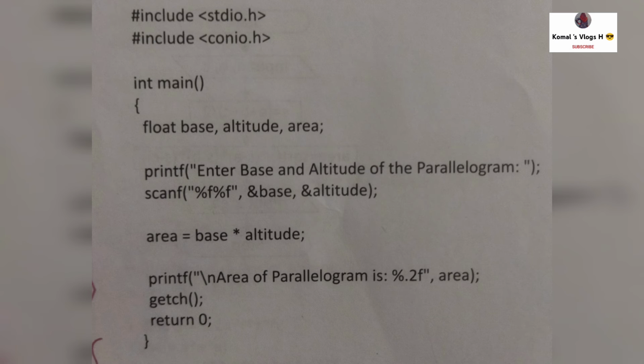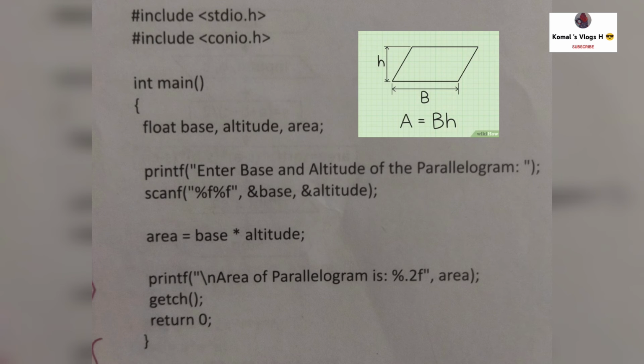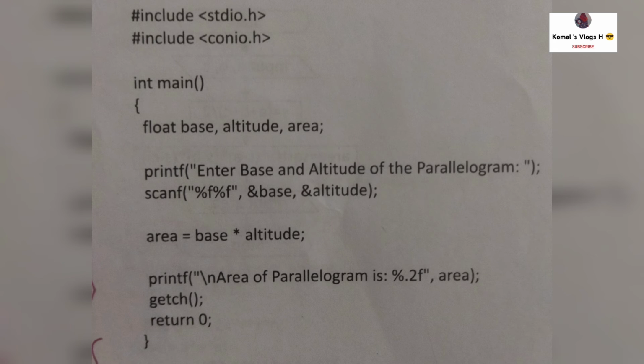Write a program to find the area of a parallelogram. Here I'm showing you the picture of a parallelogram, how it looks. As you can see, the area of a parallelogram is equal to base multiplied by height, b into h, base into height. Altitude means height, and base is the base of the parallelogram. They are multiplied, and then we can calculate the area of the parallelogram.